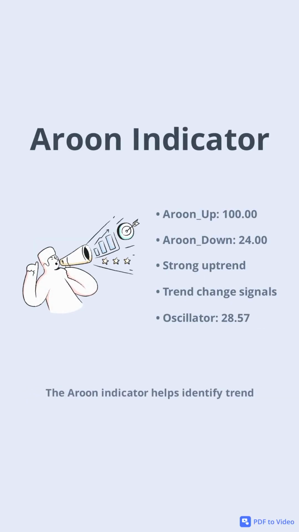The Aroon indicator helps identify trend changes and the strength of trends. DJT's Aroon up is at 100 while Aroon down is at 24. The Aroon oscillator is at 28.57. These values indicate a strong uptrend with recent highs being set frequently. The Aroon is especially useful for spotting the beginning or end of significant price moves.